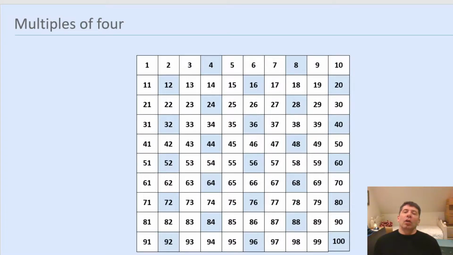The multiples of 4, every multiple of 4 is also a multiple of 2. But not every multiple of 2 is a multiple of 4. So for instance, 6 is a multiple of 2. It's 3 times 2. It's not a multiple of 4. But 8 is a multiple of 4, 4 times 2, and it's also a multiple of 2. So we say the multiples of 4 are actually a subset of the multiples of 2.